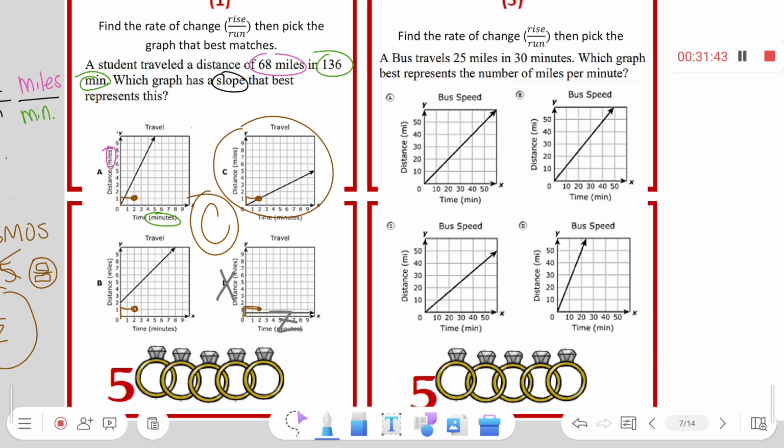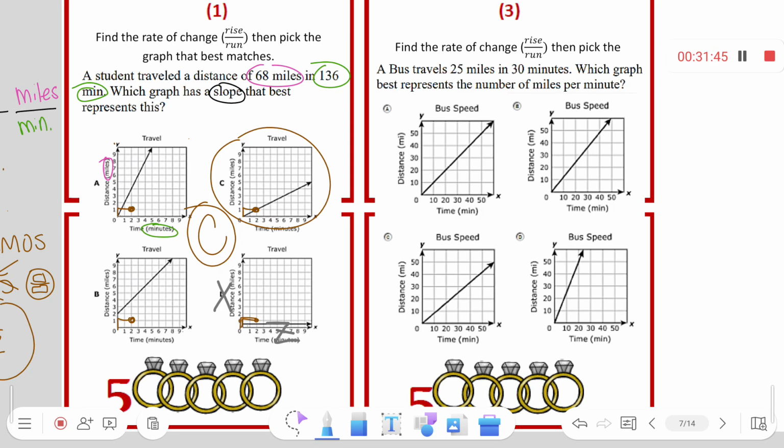Okay. Looking at the next problem for that, 5 gold rings. This doesn't tell me that I want to find the slope, but it does say miles per minute. Miles per minute means miles over minute.